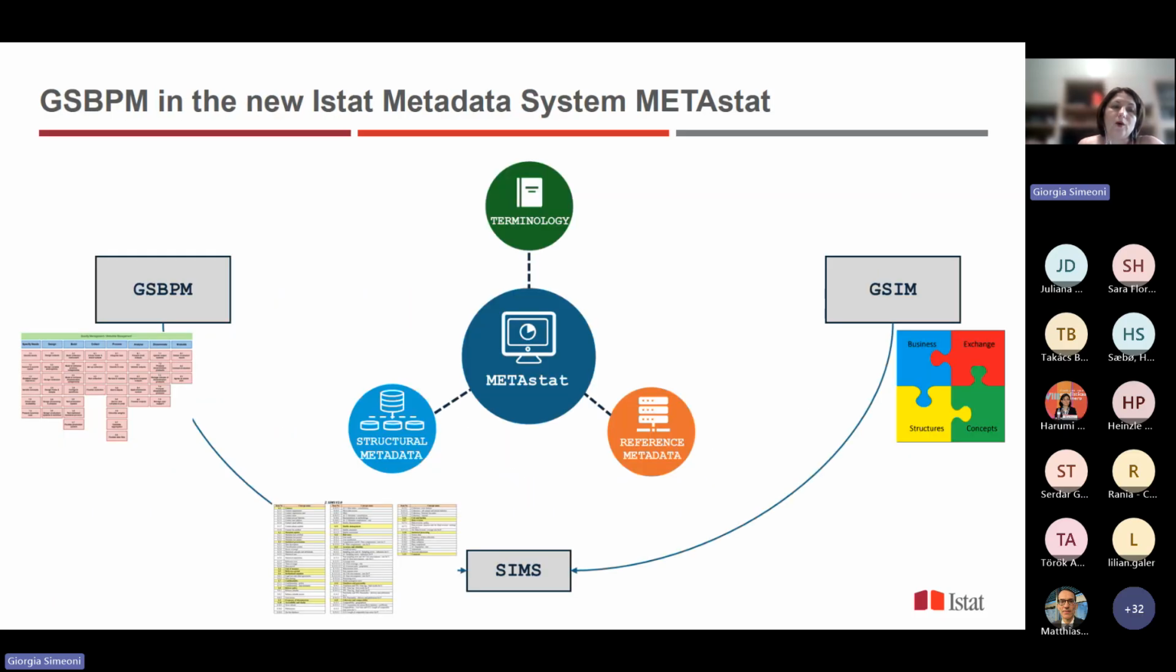Finally, even if we said that we should not focus much on documentation, I think it's worth mentioning that we are developing also our new metadata system, Metastat, that will integrate structural metadata, reference metadata, and the glossary terminology. It will be based on GSBPM and GSIM. And what we wanted is to obtain automatically SIMS, the European standard for quality reporting, starting from the documentation from GSBPM and GSIM.